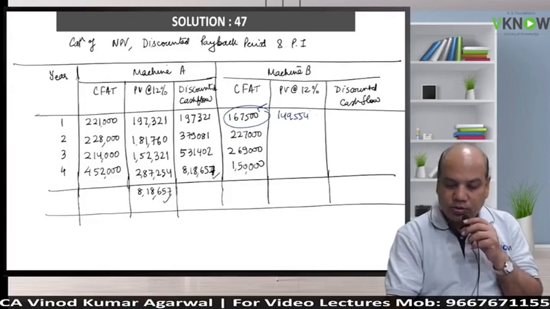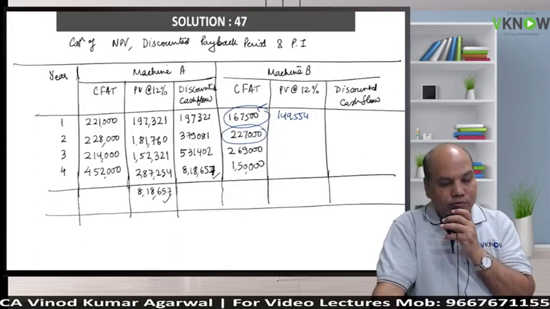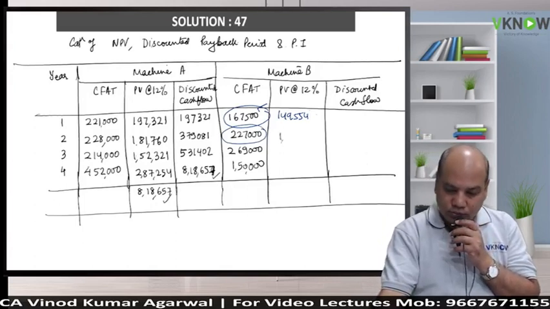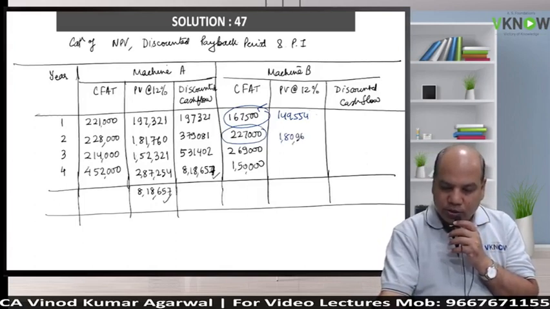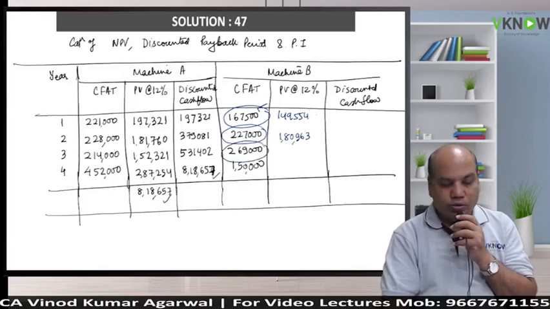554 memory plus. 2,27,000 divided by 1.12 twice, equal to 189,63, memory plus. The memory plus function will save time for calculation.